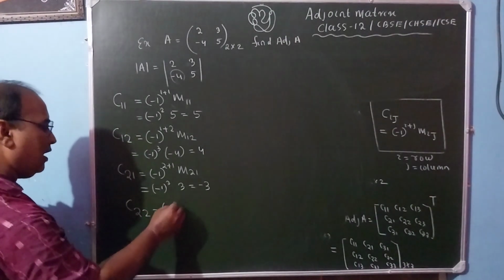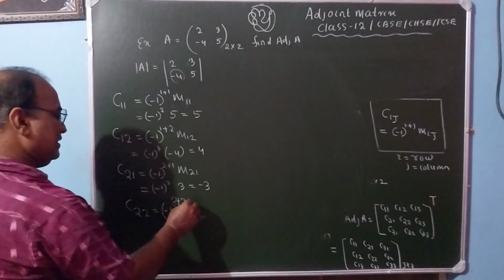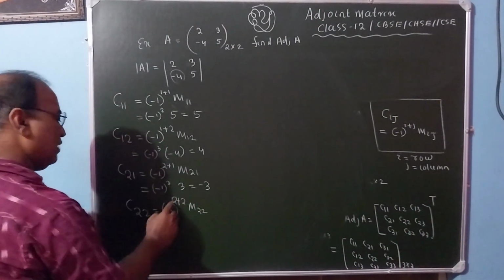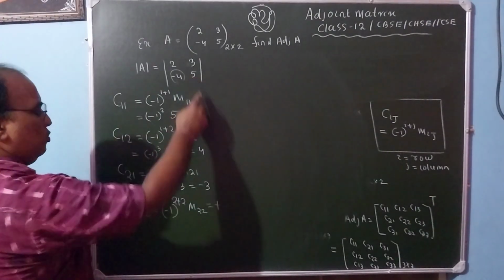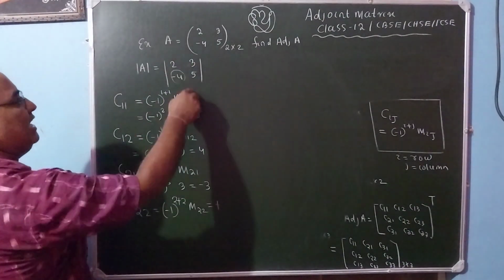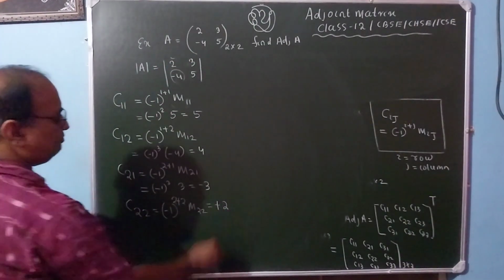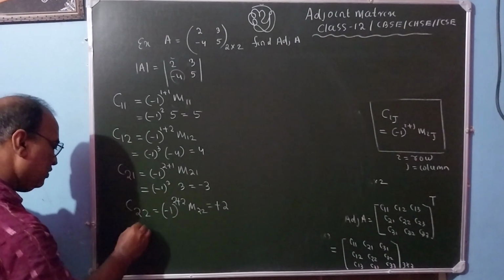-1 to the power 2 plus 2. Here it is M22. Means -1 to the power 4, it is plus M22. Minor of 22 means you have to delete this column, this row. So here it is 2.